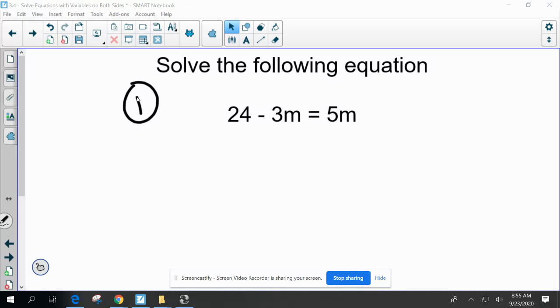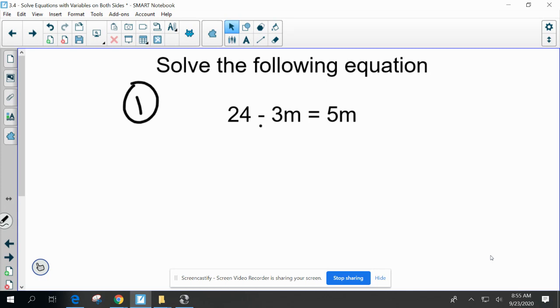So in this case, I have 24 minus 3m equals 5m. So I have no like terms on the same side, so I can't do anything there first. But what I need to do is try to get my m's together. So generally, I will move the m that isn't by itself. In this case, this 3m is over here with 24, so I would choose to move that over and join the 5m.